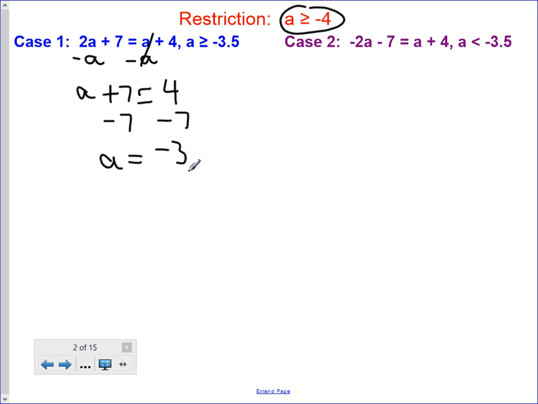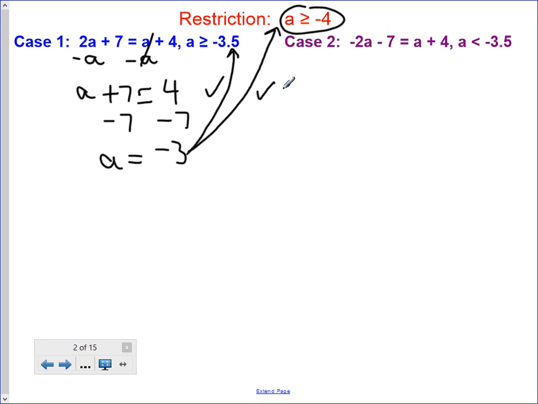I want to check that in two places. The first place I want to check it in is the subdomain, which says a has to be greater than or equal to negative 3.5, which it is. And I'll check it against my restriction, which is that a has to be greater than or equal to negative 4, so it is also. So it's true in both cases, and I'll check it in a minute. Let's look at case number 2.